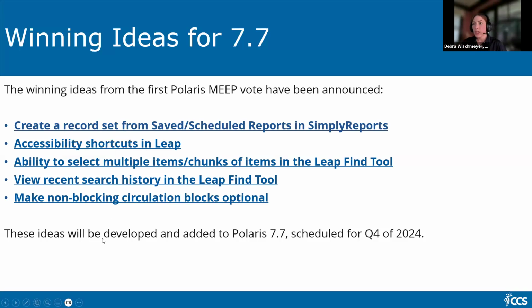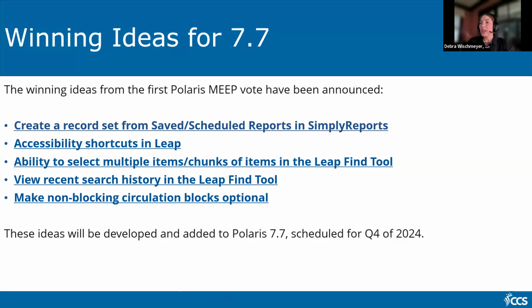One of the next features coming in 7.7 are accessibility shortcuts. So this is a feature that has been asked for frequently by especially our catalogers. So they'll be adding some additional shortcut keys to LEAP for common work form actions, like closing a work form, returning to your results, etc. And that will allow staff to kind of reduce dependency on your mouse and use keyboard shortcuts instead.